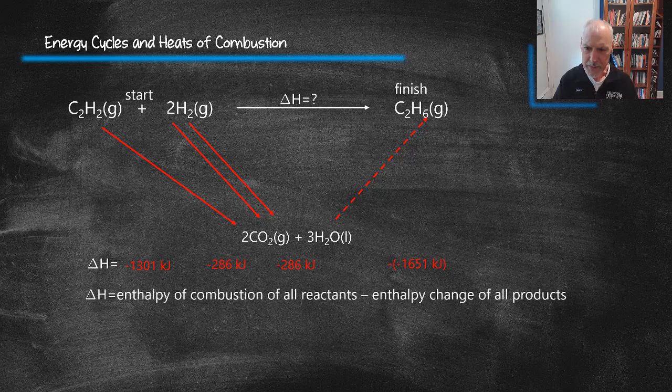In general terms, what we've done is we have the enthalpy of combustion of all of our reactants, and we've subtracted the enthalpy change of our product. This is given in our IB data booklet. The enthalpy change using heats of combustion data is the reactants minus the products. Let's use this equation in an example.